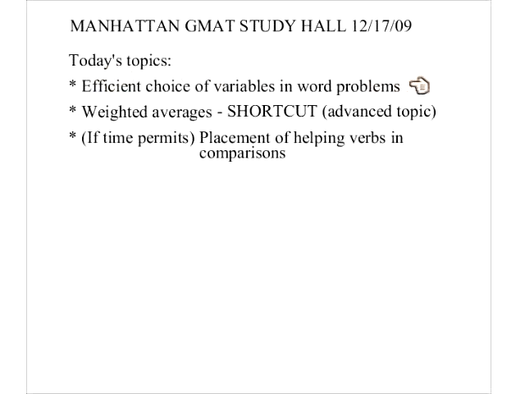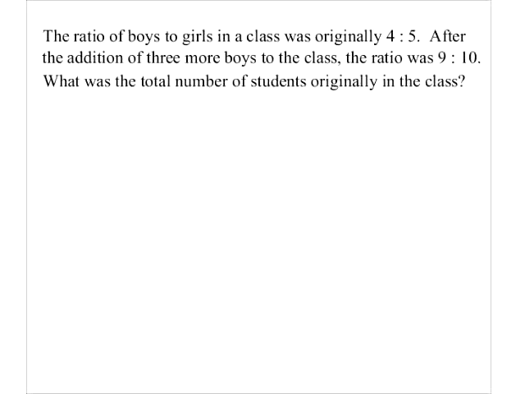We're going to begin that topic with a problem like this. Okay, the ratio of boys to girls in a class was originally 4 to 5. After the addition of 3 more boys to the class, the ratio is 9 to 10. What was the total number of students originally in the class?